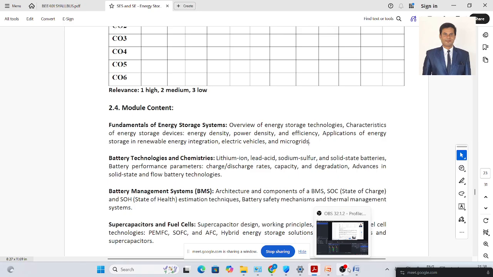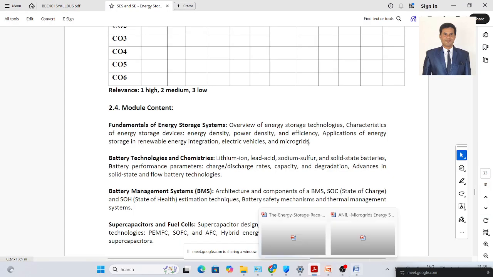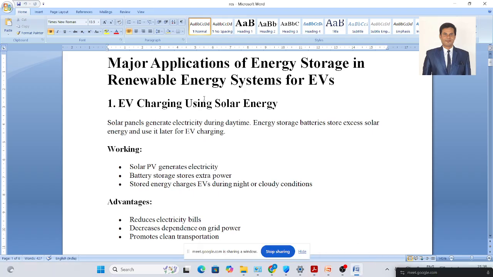Especially we already know it from the grid. We can make V2G also, that is vehicle to grid, it is possible. From the grid to the vehicle is also possible if you store the energy, right? So let us see how this makes a lot of impact. EV charging also is very, very important, EV charging using solar energy, right?